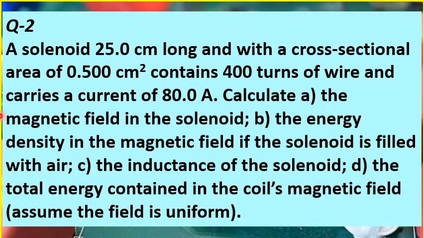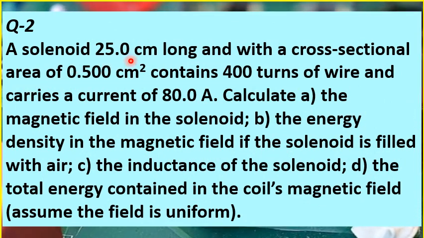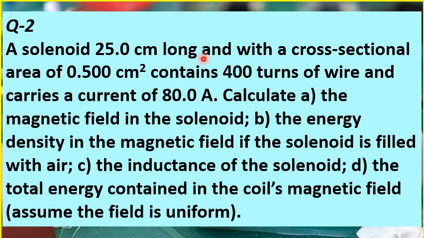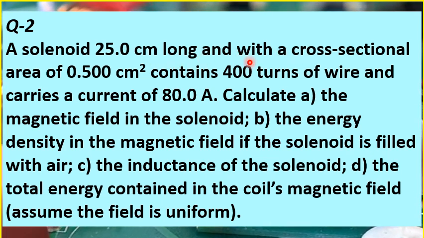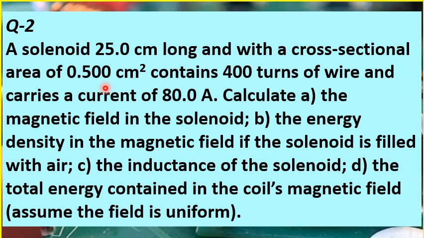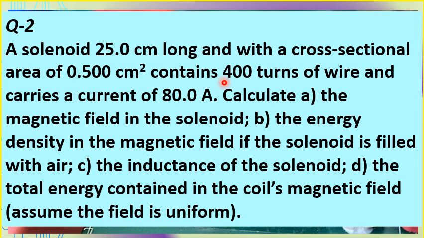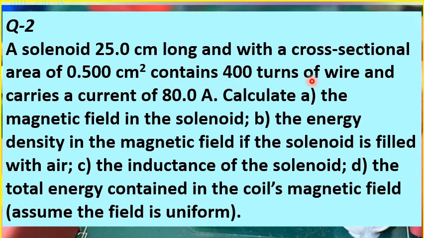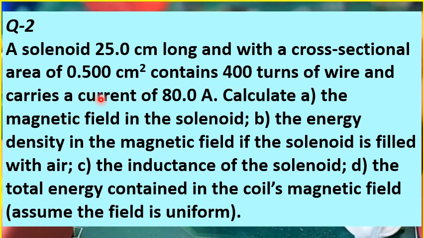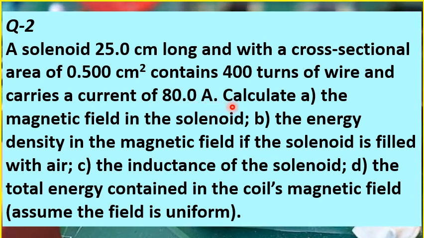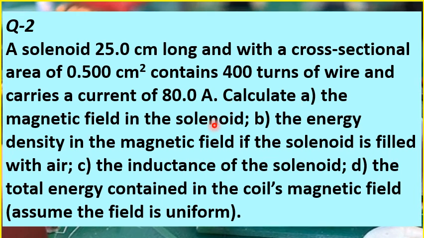Question number 2. A solenoid 25.0 centimeters long and with a cross-sectional area of 0.500 centimeter squared contains 400 turns of wire and carries a current of 80.0 amperes. Calculate, letter A, the magnetic field in the solenoid.